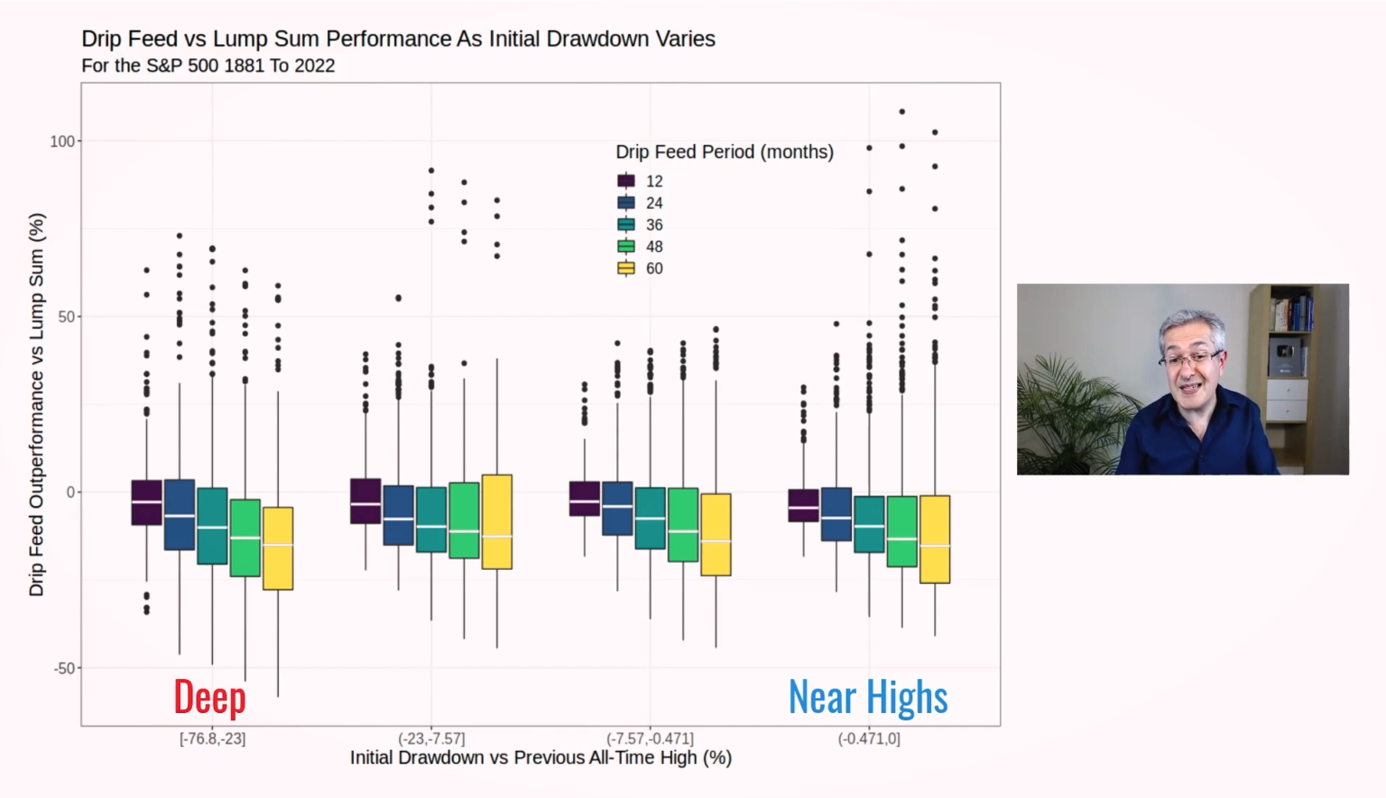And really what's pretty clear is that the distribution doesn't really change much. If anything, drip feeding when we're close to all-time highs has the highest outlier outcomes for drip feeding. But certainly the typical cases, which are the medians, the white bars, really don't seem to be affected by how large the drawdown is relative to the previous all-time high.